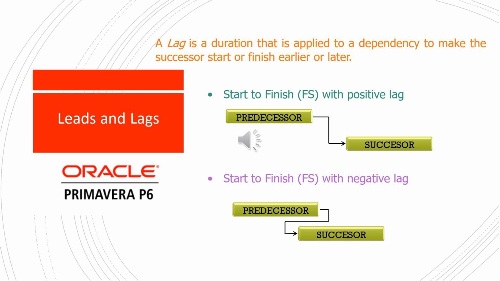Leads and lags. A lag is a duration that is applied to a dependency to make the successor start or finish earlier or later. Finish to start, FS with positive lag. Finish to start, FS with negative lag.